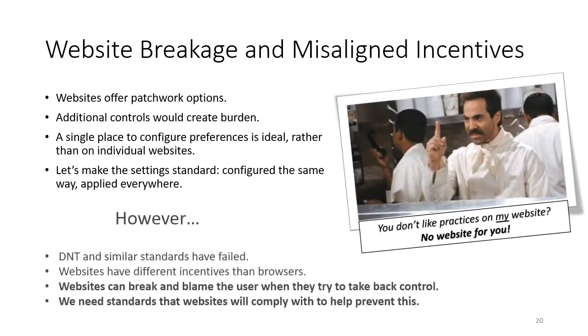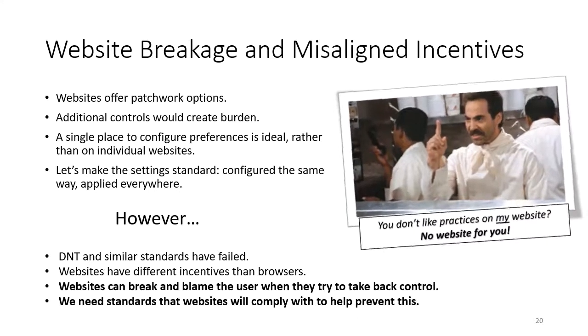But would it? Unfortunately, it's just not that simple. Standards such as do not track and other similar voluntary standards have failed, as they're often not respected by different individual websites. And the reason why this happens is because websites have different incentives than browsers, or different incentives from users. Websites could potentially break when people try to enact their preferences, but then blame the user just because they're trying to take back control. What we need then is standards that websites will comply with in order to prevent the situation where people get punished just for simply enacting their preferences.